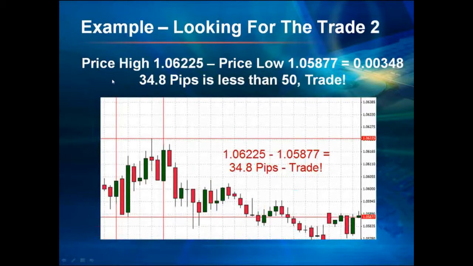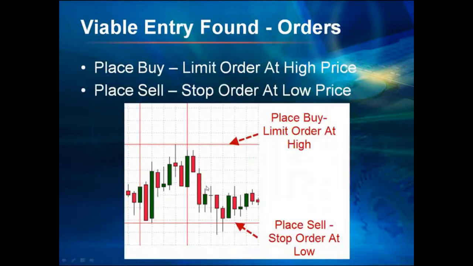Looking at the next example, here's another chart where we've done the same thing. We've drawn our horizontal lines and our vertical lines, and again we subtract the low price point, 1.05877, from the high price point, 1.06225, and in this case that equals 0.00348, so 34.8 pips, which is obviously less than 50, so at this point we would make the trade.